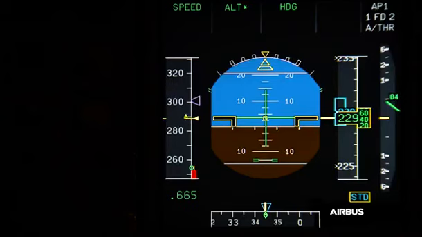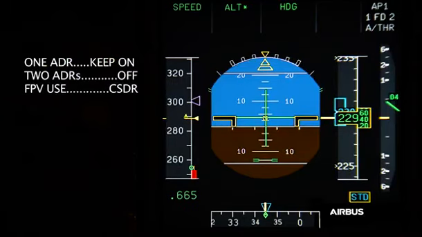When the flight crew encounter one of the 2 entry conditions of OEB48, they have to perform the same following actions. Keep one ADR on. Switch off 2 ADRs. Consider the use of FPV. Those actions will permit to revert to alternate law and therefore prevent an undue activation of the alpha protection.